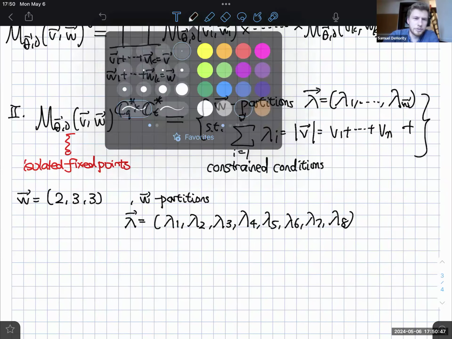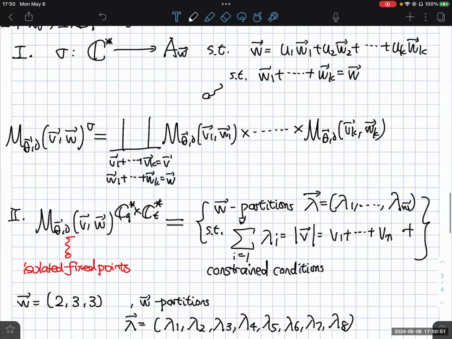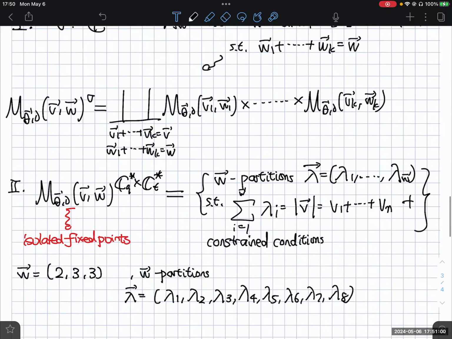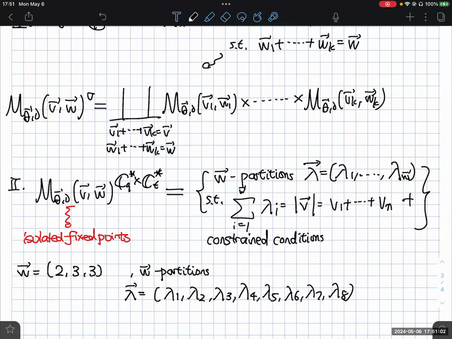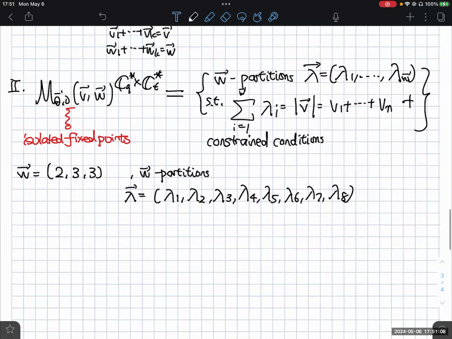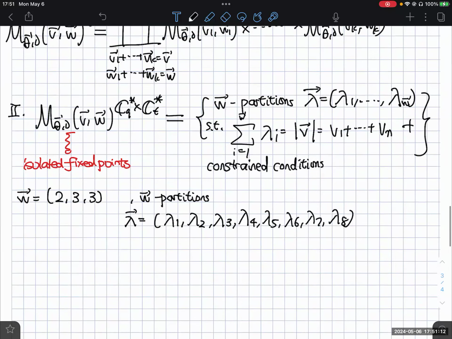Do we also need the framing torus to get isolated fixed points? Actually, no. The framing torus actually just decomposed into smaller pieces. So these are some basic things about the affine type quiver varieties.